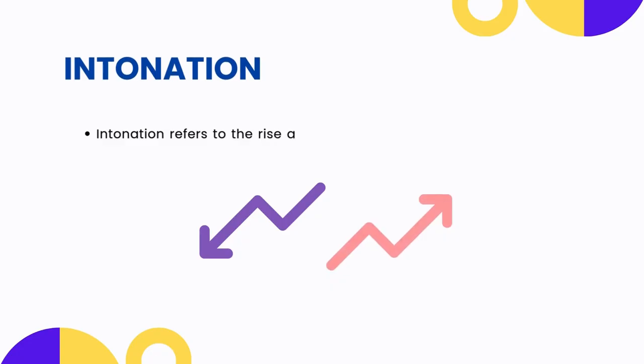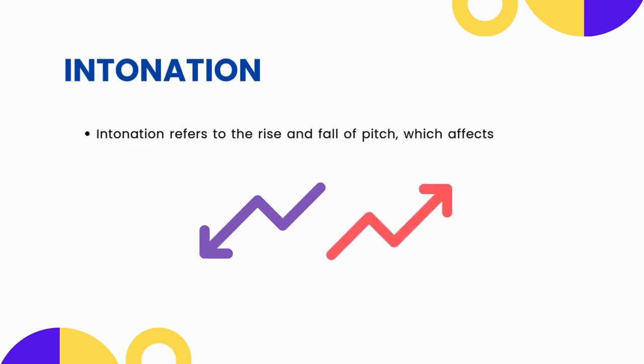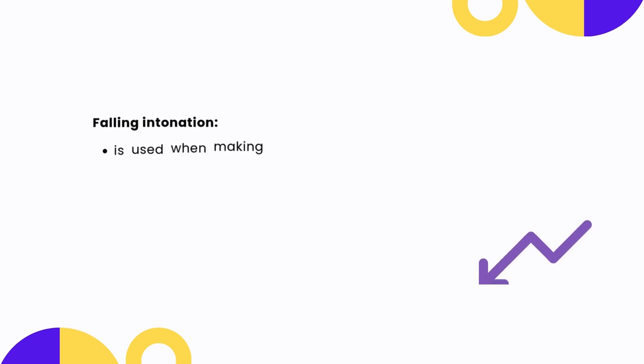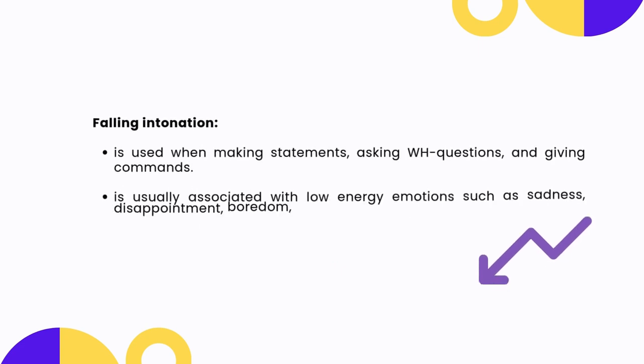Intonation refers to the rise and fall of pitch, which affects meaning and emotion. In the English language, there are two basic intonation patterns, which are falling and rising. Falling intonation is often used when making statements, asking WH questions, and giving commands. The intonation is also usually associated with low energy emotions, such as sadness, disappointment, boredom, or resignation.